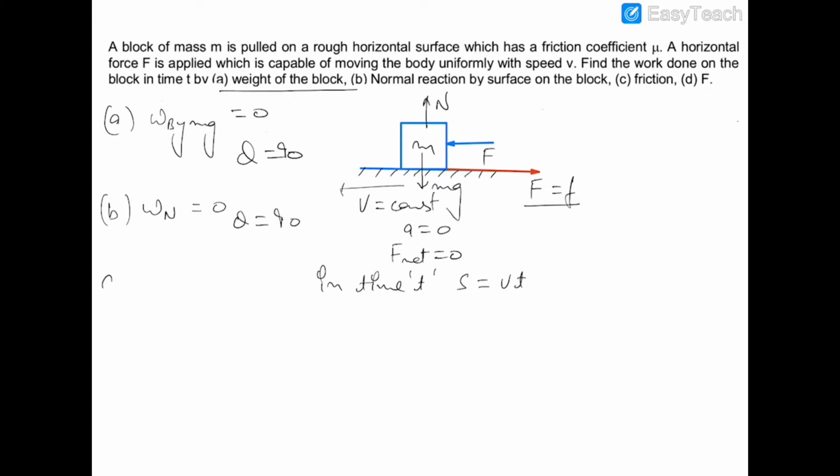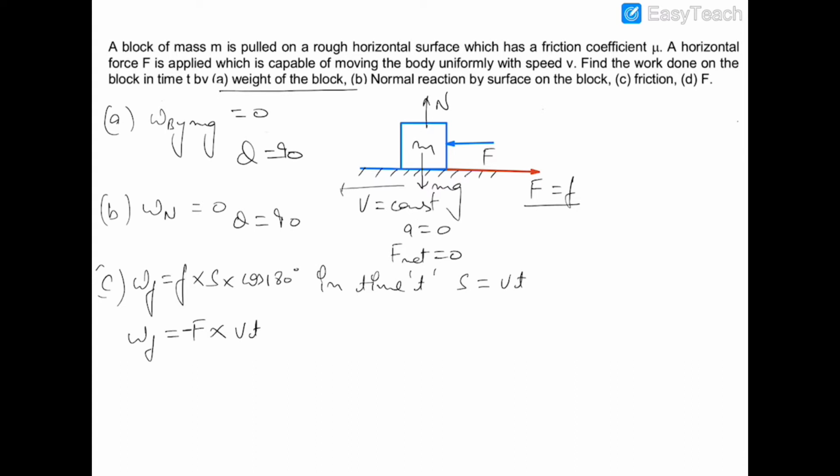Now the third part, the work done by friction. You can see that friction is acting in the reverse direction and the block is being displaced in the forward direction. So the work done by the friction would be given by F into S into cos 180 degrees. So the work done by the friction is equal to F, which is capital F, S is Vt, and cos 180 is negative.